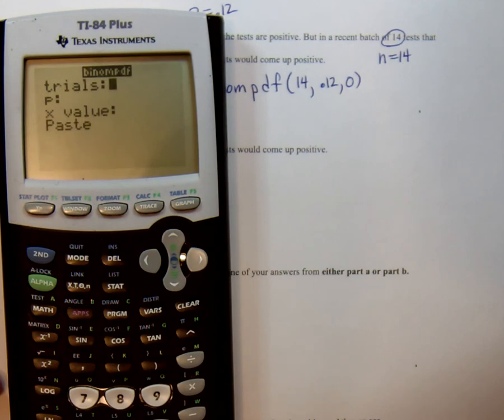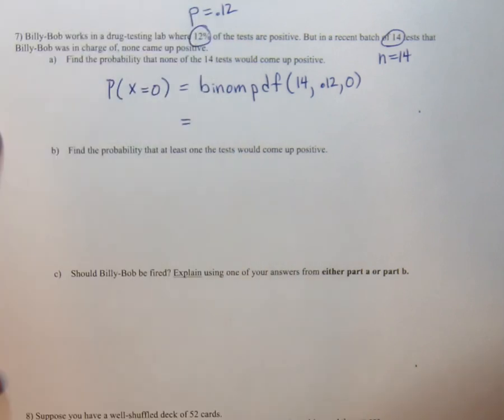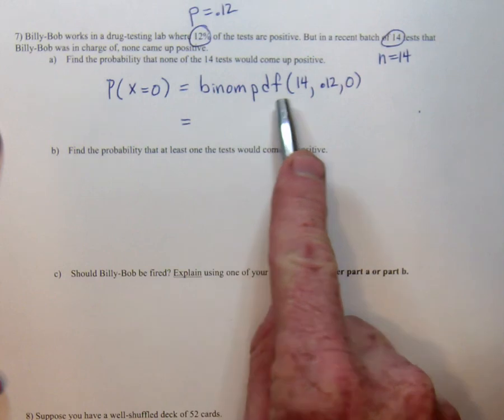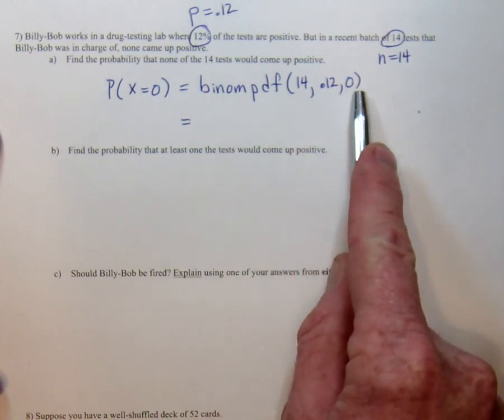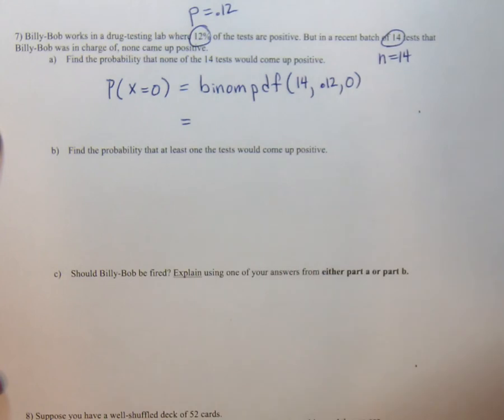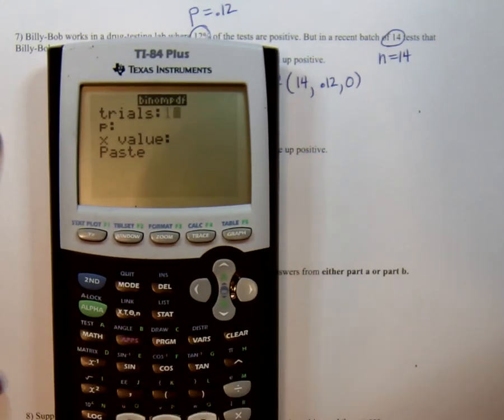Now, depending on the version of calculator you have, if you have an older version, it would just put this on the screen. You type the 14, comma, 0.12, comma, 0, and paren. With these newer operating systems, they want you to put it like this. The n, the p, and the x value of 0. And then paste that onto the home screen. So for the other people, they just finish typing that, then hit enter.